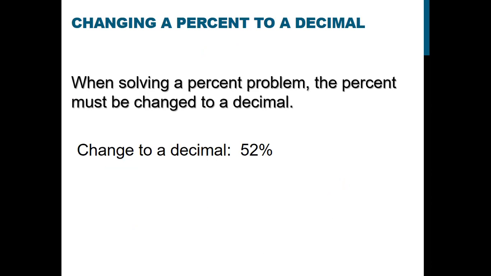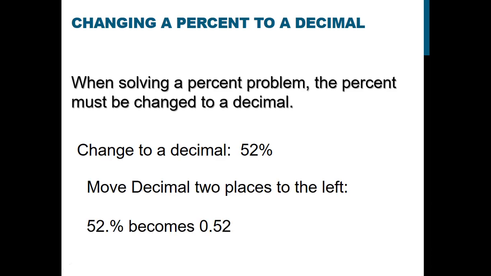So here's an example, 52%. At the end of every number, there is a decimal, whether they show it to you or not. So the decimal is actually right here. And how you change it to a decimal is you move it 2 places to the left. So if I started here and I went over 1, 2, put my new decimal point, this is what it would look like right here. And it is important to put a leading 0 there.